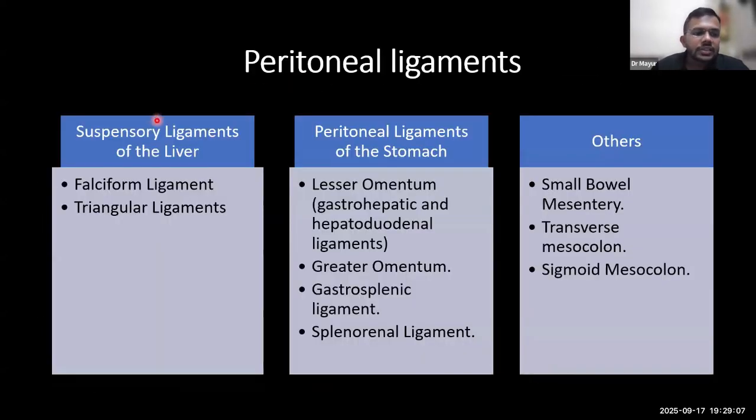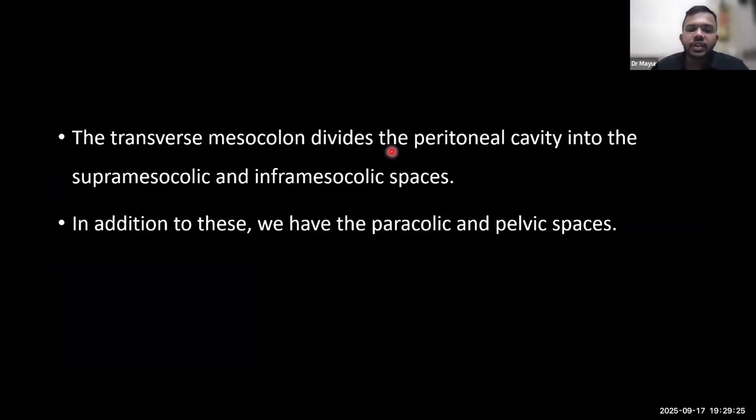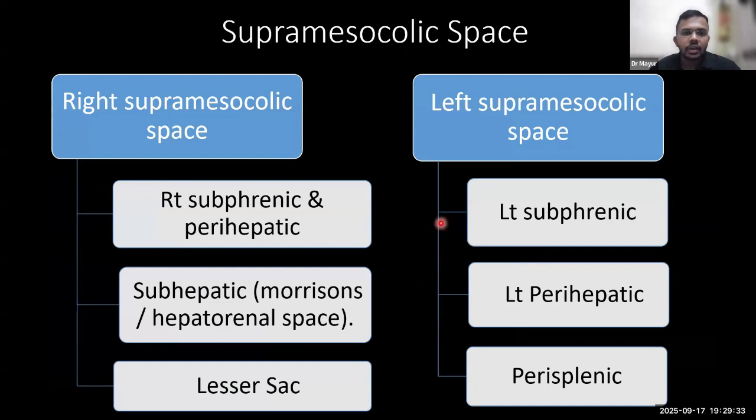Various peritoneal ligaments: suspensory ligaments of liver are falciform and triangular ligaments. Peritoneal ligaments of stomach include lesser omentum, greater omentum, gastrosplenic ligament, and splenorenal ligaments. Other peritoneal ligaments are small bowel mesentery, transverse mesocolon, and sigmoid mesocolon. The transverse mesocolon divides the peritoneal cavity into supramesocolic and inframesocolic spaces. In addition to that, we have paracolic and pelvic spaces.